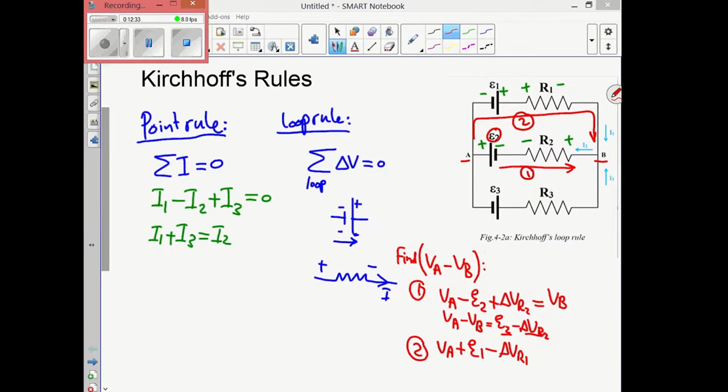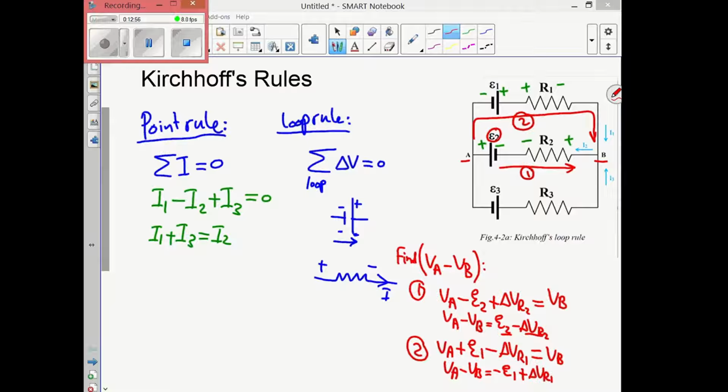And then after the resistor R1, I arrived at point B, so I'm going to stop and write down equals VB, and then solve for VA minus VB, which equals, in this case, minus E1 plus delta V across R1.